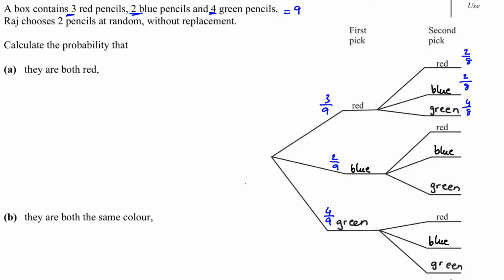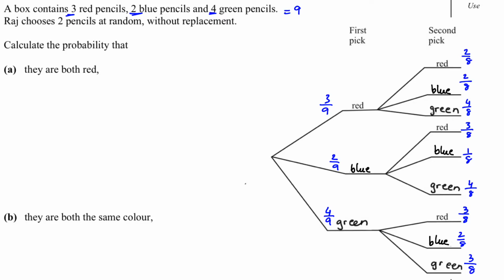For the next branch, he picked up a blue. So red is going to be 3 over 8. Blue is going to be 1 less, so 2 minus 1, 1 over 8. And green is going to be 4 over 8. In the third branch, he picked up a green pencil, so 4 over 9. So red is going to be 3 over 8, blue 2 over 8, and green is going to be 1 less, 3 over 8.